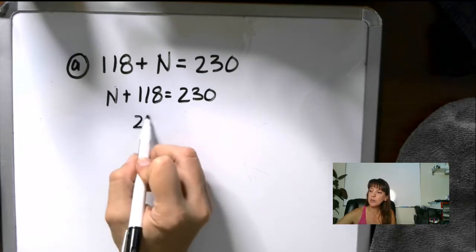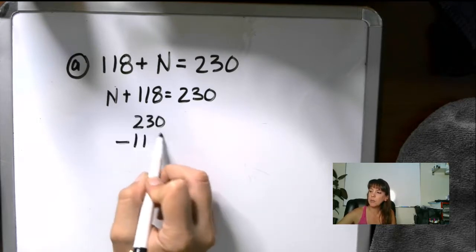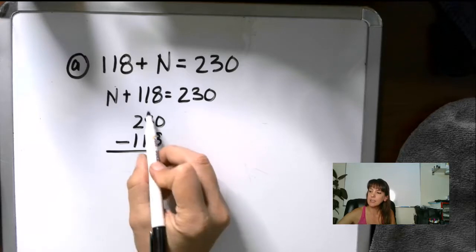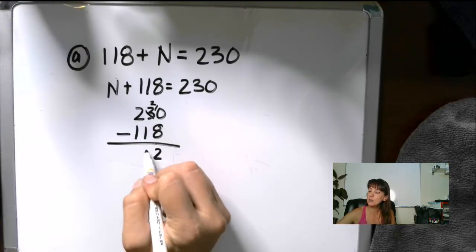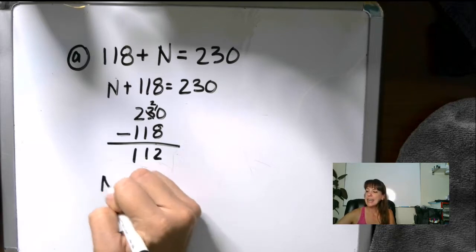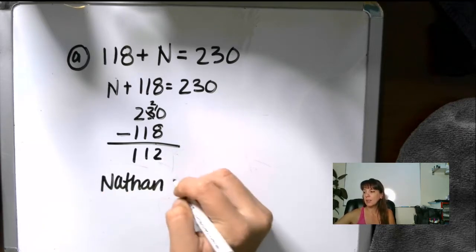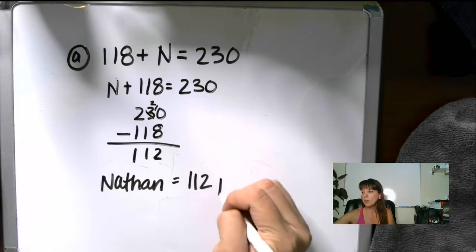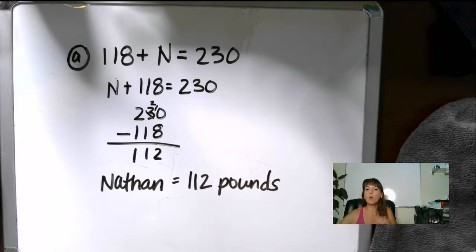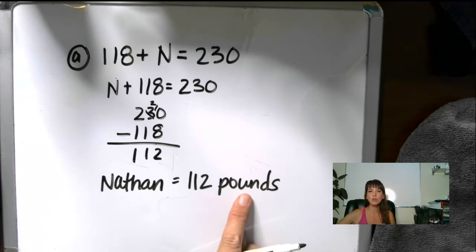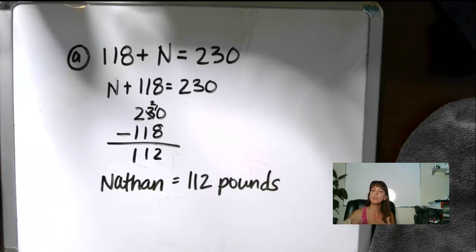All right, so we get 230 minus 118 is going to give us 112. Nathan equals 112 pounds. Guys, when I was your age, I had a teacher that made us write a sentence for every word problem. I'm not going to make you do a sentence, but I want you to be very clear what your answer is. Not only do you have the units, but if you need to, you can put that in. 112 pounds doesn't really tell me what you were solving for, but you can say Nathan weighs 112 pounds.